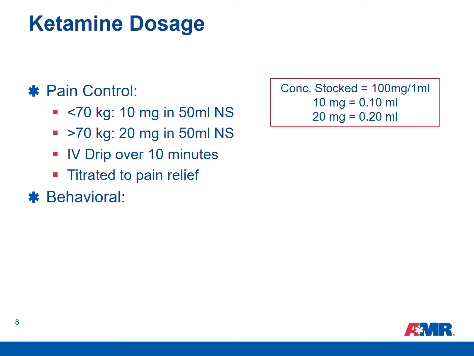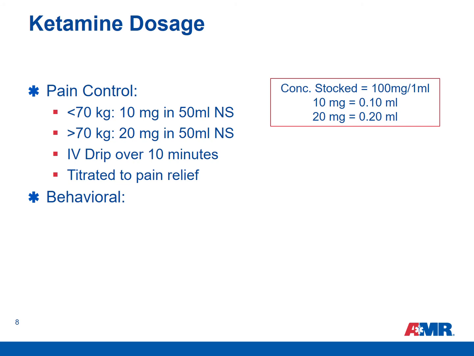Now remember, ketamine is a secondary pain control medication. Providers still should be administering morphine or fentanyl as your primary analgesic. If you reach the max dose of the primary analgesic and the patient's still in severe pain, now we can add ketamine to the pain control treatment.